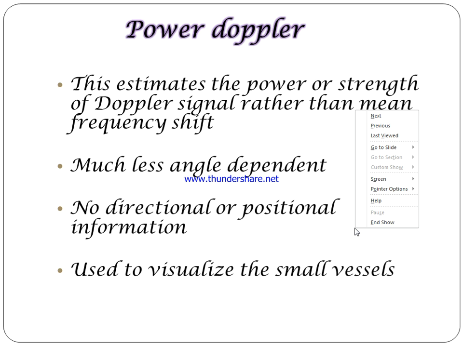Power Doppler is much less angle dependent. No directional or positional information is provided, and it is used to visualize small vessels. Power Doppler estimates the power or strength of a Doppler signal rather than the mean frequency shift.